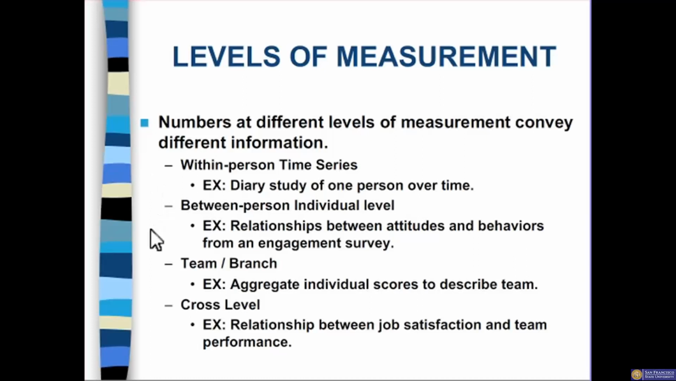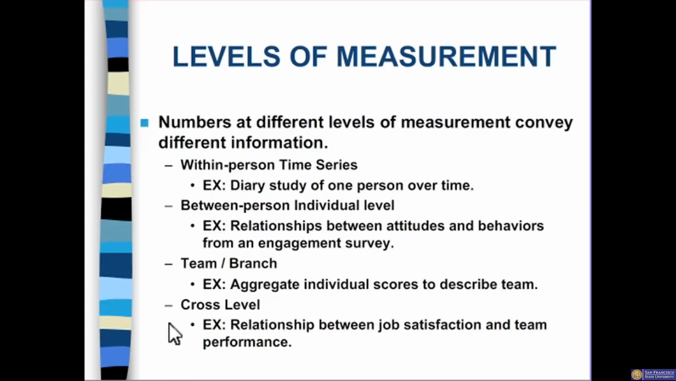Also, it could be between people at the individual level. This is most commonly seen in things like a survey, an engagement survey in the workplace, where you're comparing 500 different workers on something like a characteristic of engagement or job satisfaction. Or it could be measured at a team level, at a group level. This is most commonly measured by taking individual assessments at the between person level and aggregating it to a team. So the average of the 10 employees could represent a group phenomenon.